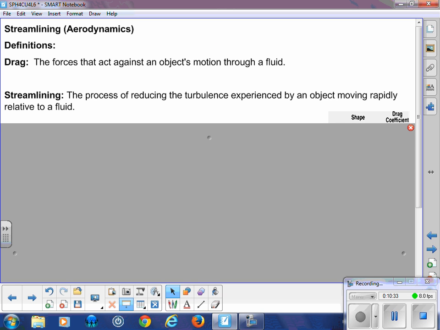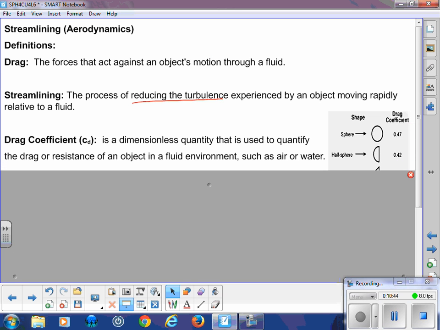Streamlining is the process of reducing the turbulence. That was what we were talking about before. We want to reduce that turbulence. So if we streamline it, it allows the fluid to move around more quickly. And then drag coefficient, it's a quantity that is used to determine or numerically assign a value to the resistance of an object in water.